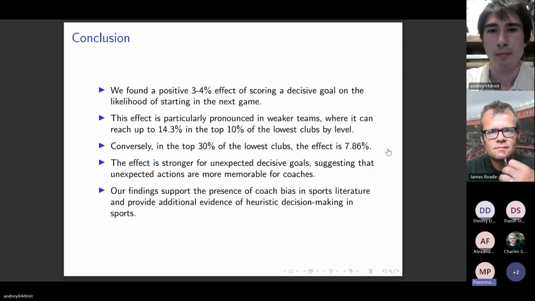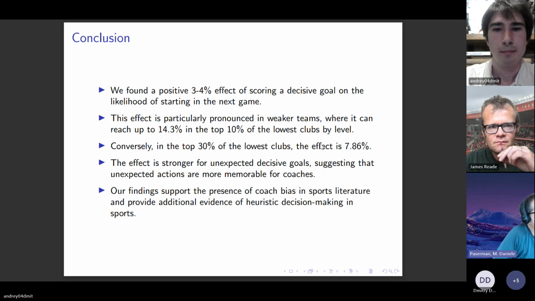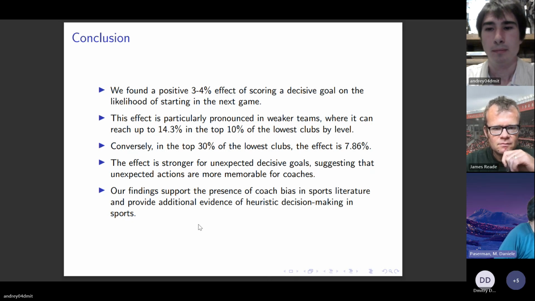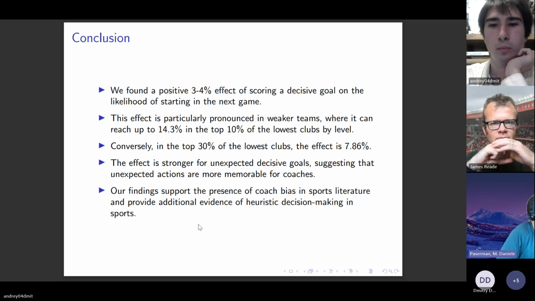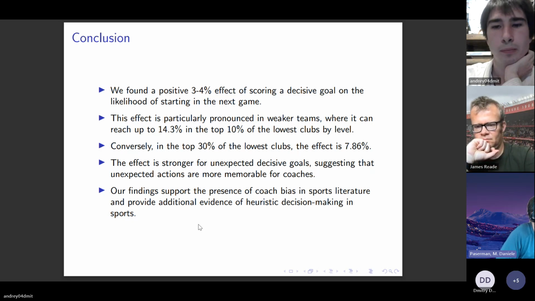Yeah, hi, Andrew. Very, very interesting. There's one thing I'm not sure I understood, and if I did understand it, I'd like you to confirm. So suppose that the score is 1-1, and then player A scores a goal, and that's the decisive goal. So the match ends 2-1. That's considered a decisive goal.